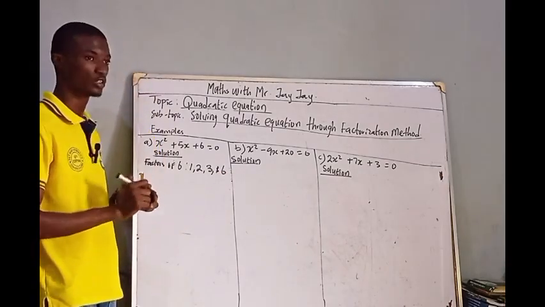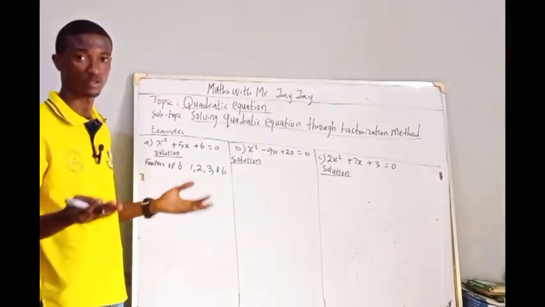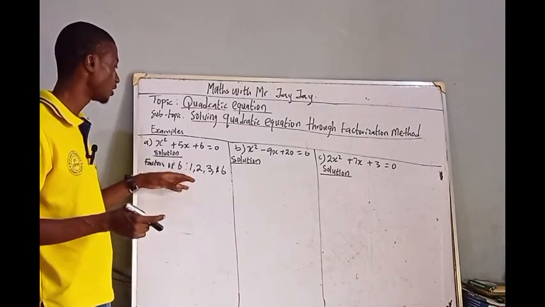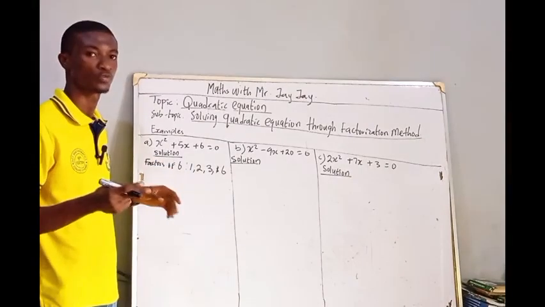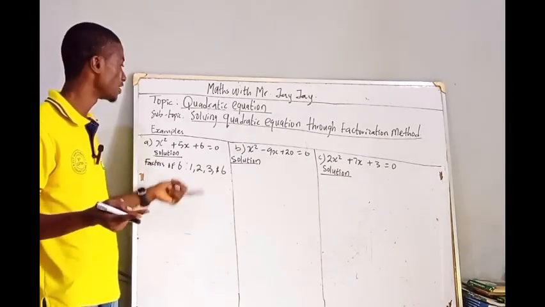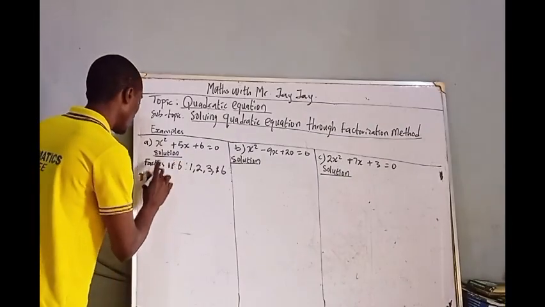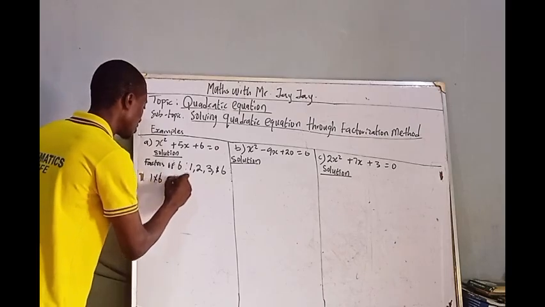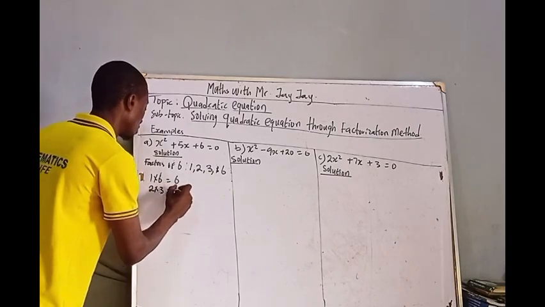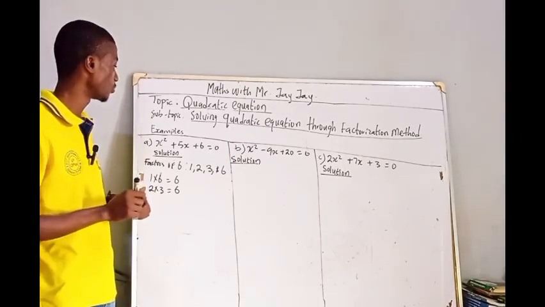Now, there are two conditions we have to satisfy when solving with the factorization method. One condition is that out of the factors of 6, we must look for two numbers, either negative or positive, that when we multiply together give us positive 6. When we check, we have 1 times 6 to give us 6, and also 2 times 3 to give us 6.